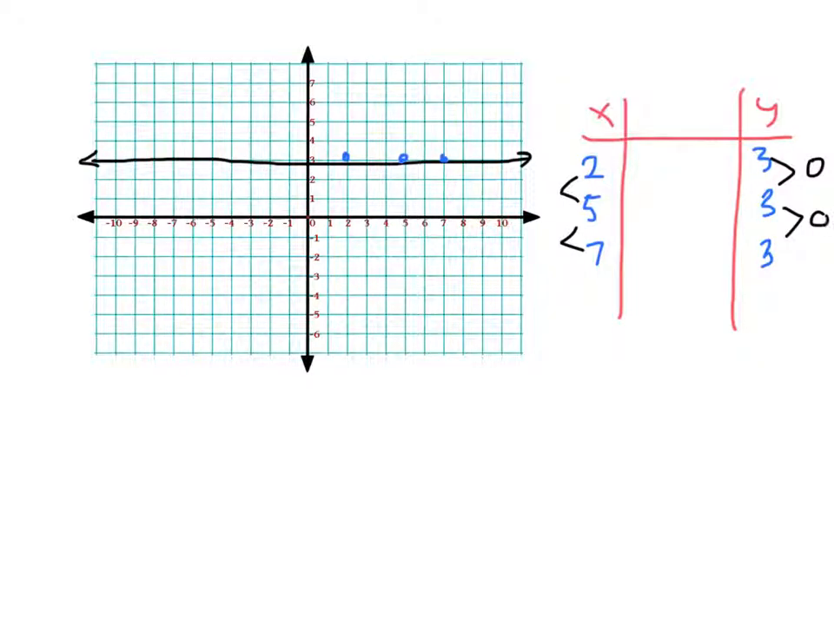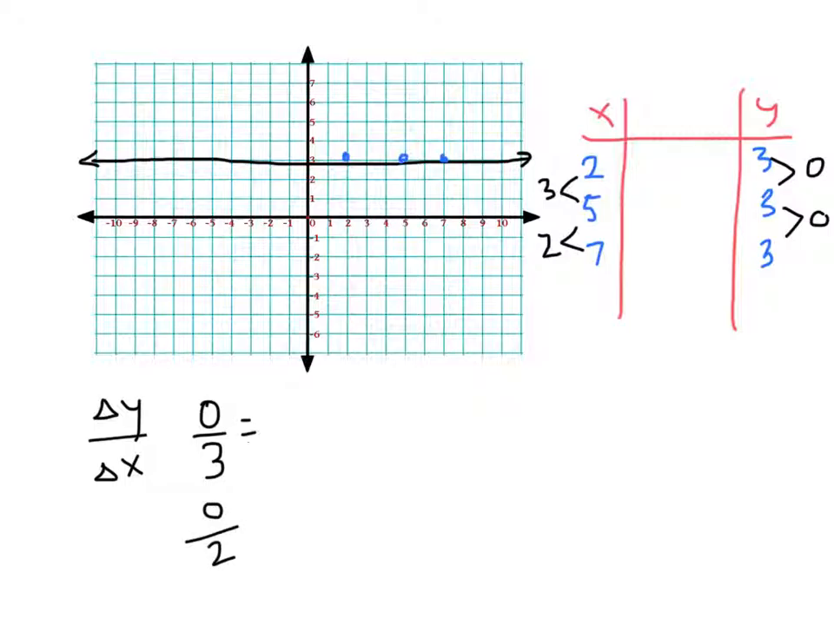Now over here I have 0 every time, right? 3 to 3 is a change of 0. 3 to 3 changes 0. Now 2 to 5, that's a 3. 5 to 7, that's a 2. So if I'm looking at these delta y's over delta x's, I have two different ones. I have 0 over 3 and I have 0 over 2.